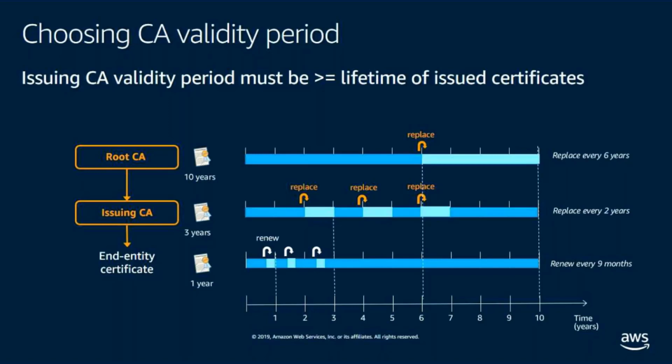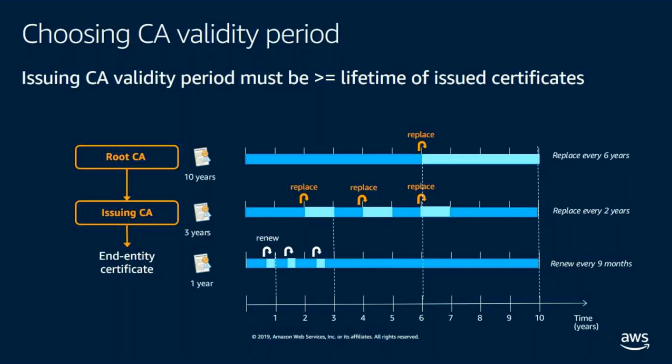And so we picked 3 years for this case. After 2 years, we're going to replace the issuing CA, so effectively that's every 2 years. But if we don't, we still have a full year before that CA expires. And that's the purpose of the buffer time: to avoid expiration of an issuing CA.